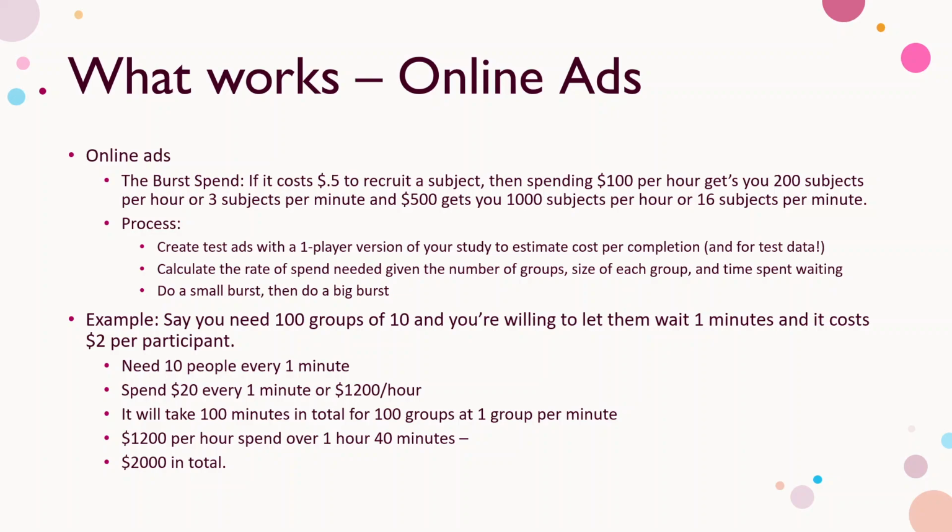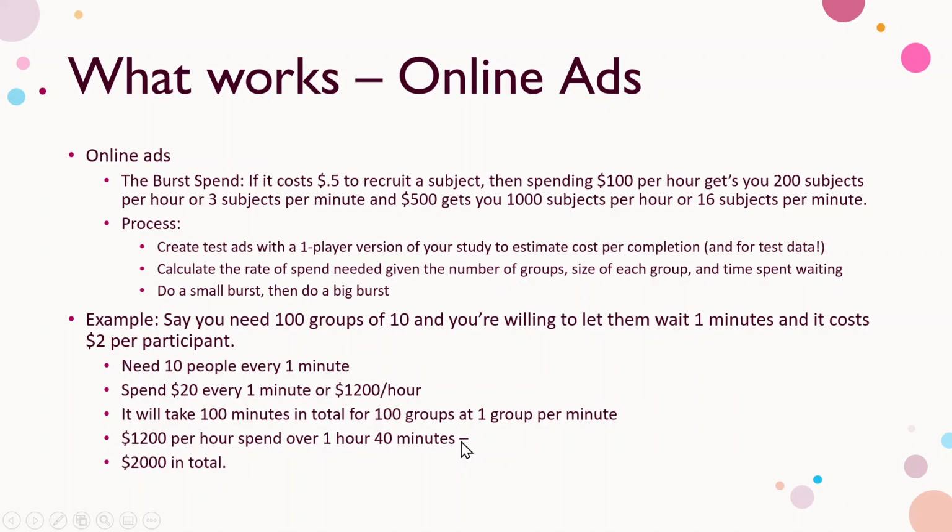So here's a sort of fully worked out example. So you need 100 groups of 10, and they're going to wait 1 minute. And it costs $2 a participant. So it's actually pretty expensive, $2 per person to have them for 100 groups of 10 waiting a minute. So if they're waiting 1 minute for a group of 10, that means you need 10 people every minute. And it's $2 per participant, so you need to spend $20 every minute, which equals $1,200 an hour in order to get groups every minute. So if you need 100 groups and you're doing 1 group a minute, that means it's 100 minutes to do all of your groups. So $1,200 an hour over 100 minutes is an hour and 40 minutes.